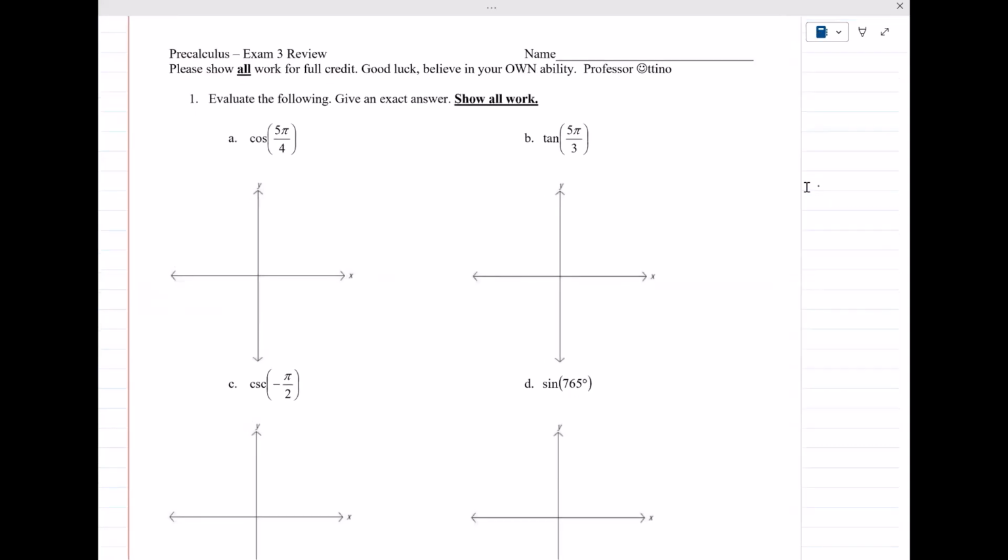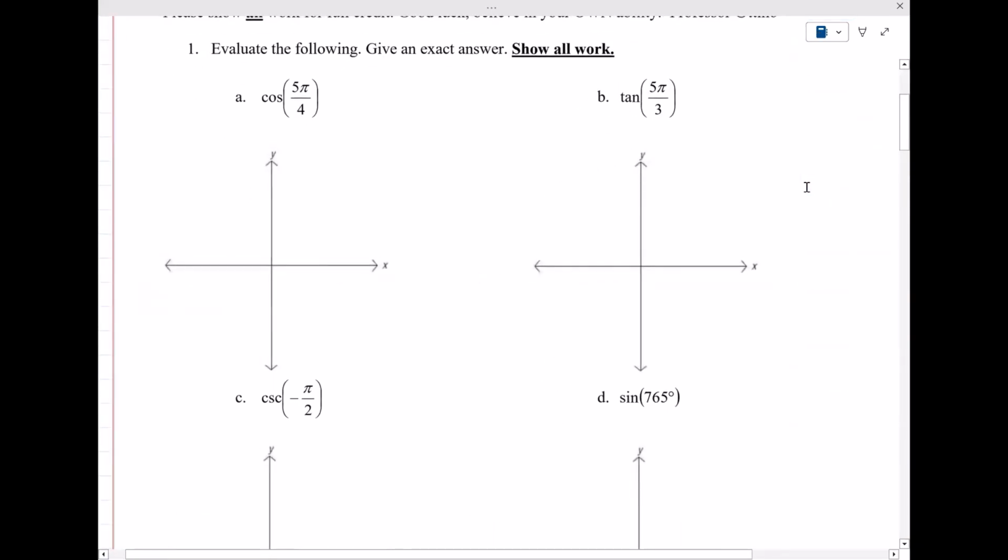And the first problem, it says cosine of 5 pi over 4. Now, we talked about how to do this without a calculator. We know that pi is 180 degrees. So pi over 4 we talked about was 45 degrees. 45 times 5 is 225.